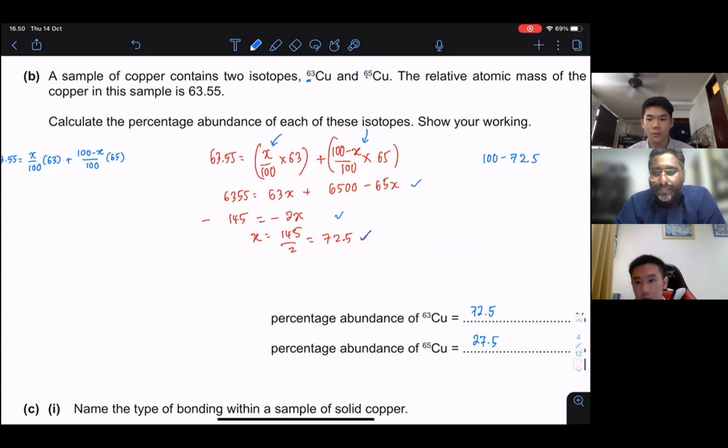Can, James? Sorry, sir. Just now my Wi-Fi was incredibly laggy. So basically, the summary of this is to get the 63.55 like that, and then what the times is. Can you explain the X part again?